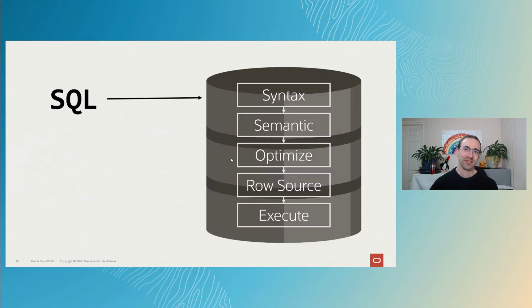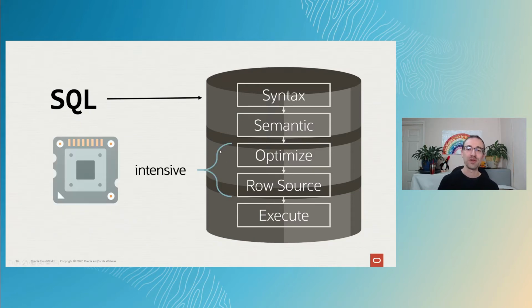So if we go back to our parsing stack, because the text of each of these statements is different, the database has to go through this full parsing stack for each new product ID we search for. That's not great, right? And these optimization and row sourcing phases are particularly CPU intensive. You spend a lot of time actually figuring out how to run the statement. It's kind of meta work. It's like planning, figuring out what you're going to do. It's not actually doing the real work. So the less time we can spend doing this, the better. So we want to avoid this as much as possible. Having to go through this full parsing stack means the database is doing extra work.